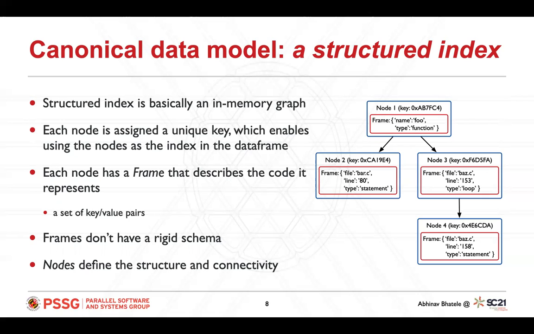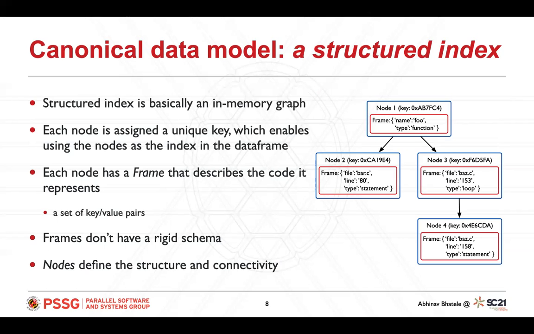A frame is a set of key value pairs. So for example, if a node represents a function in the code, it might have a type called function and a name called foo. If a node represents a statement or a loop in the program, then its type might be a statement or a loop, and it might have a file and line number associated with it. Frames don't have a rigid schema, and their schema really depends on the measurement tool that was used to generate the data. The nodes in our in-memory graph define the structure and connectivity.